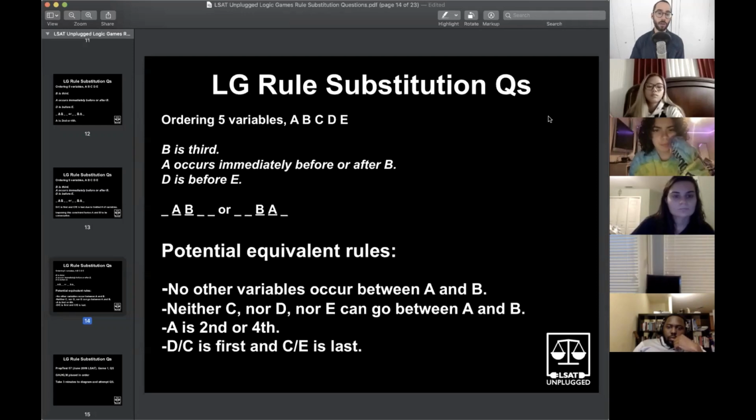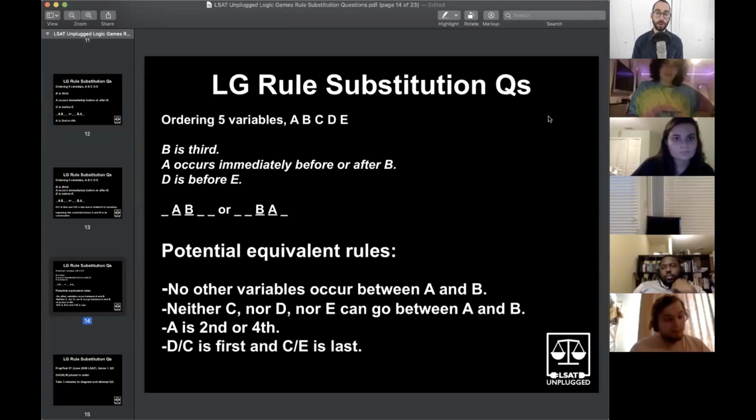They always, any modifications, whether it's rule addition or subtraction, or most commonly these days, substitution, it's going to be the last question of the game. So do it last, regardless of when it appears.